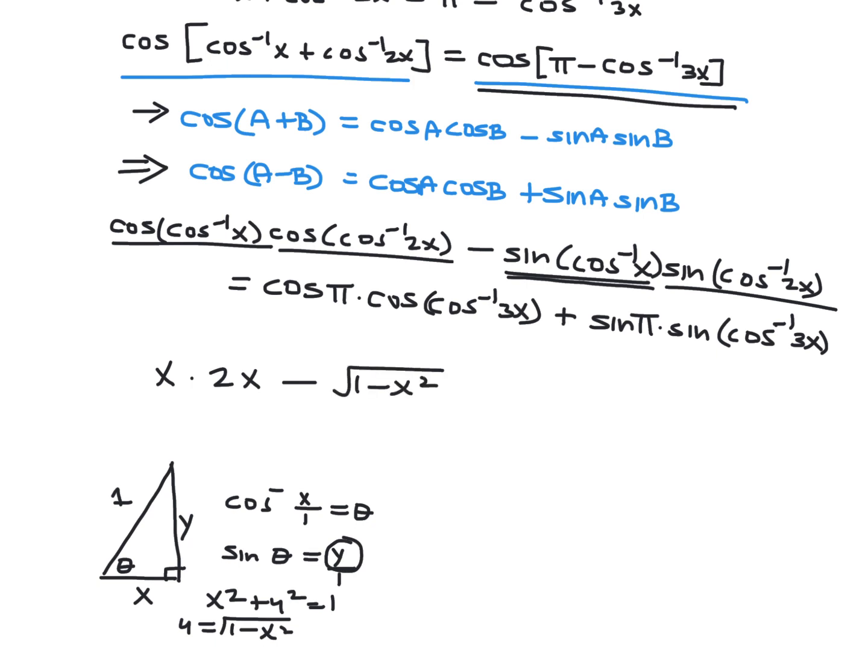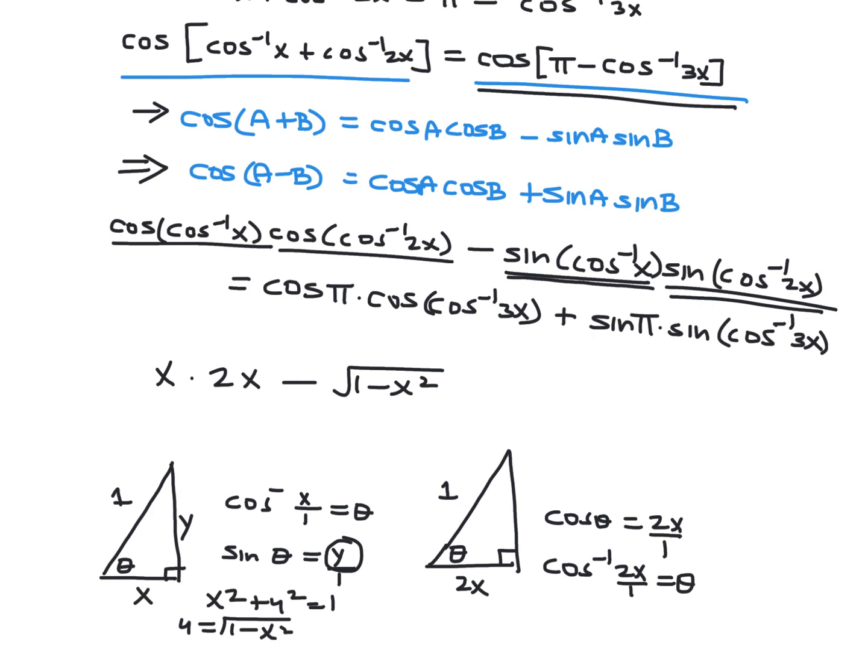And then very similarly, let's do this guy. So again, if you have a theta, and the cos of that is 2x, and let's just make the hypotenuse 1. So that means the cos of theta is 2x over 1. Then that means that the cos negative 1 of 2x over 1 would be theta. Now we are not interested in that so much as we are interested in the sine of that. So the sine of theta, same thing. If that's y, it'll be y over 1, but of course we want y in terms of x.